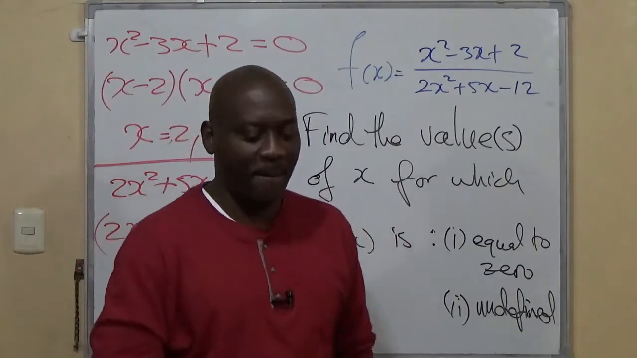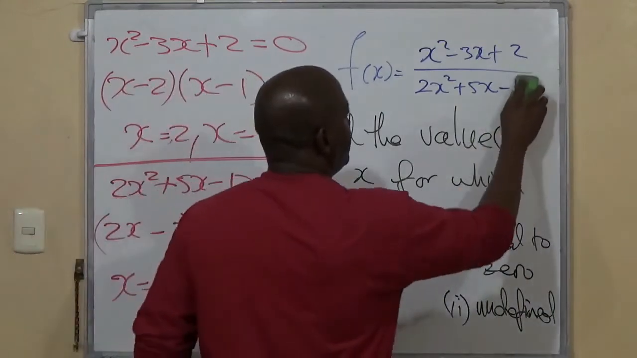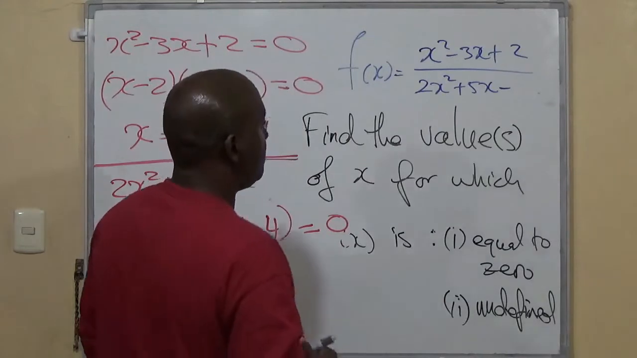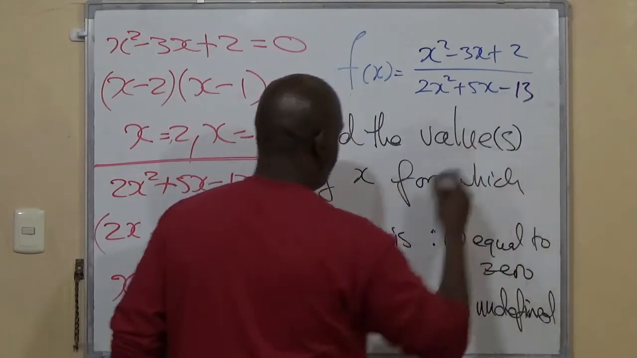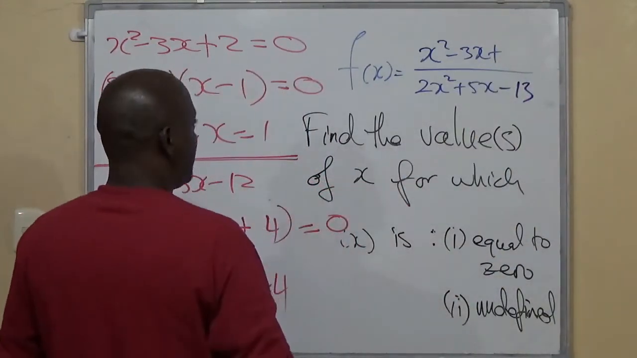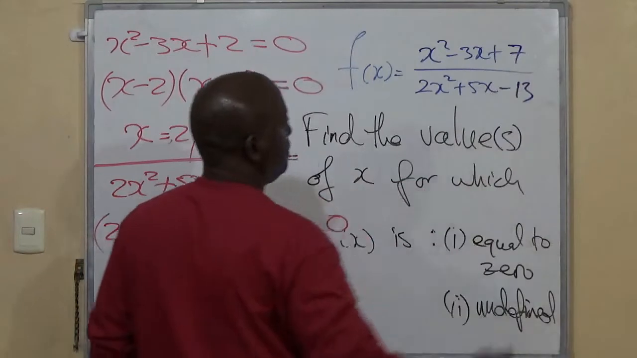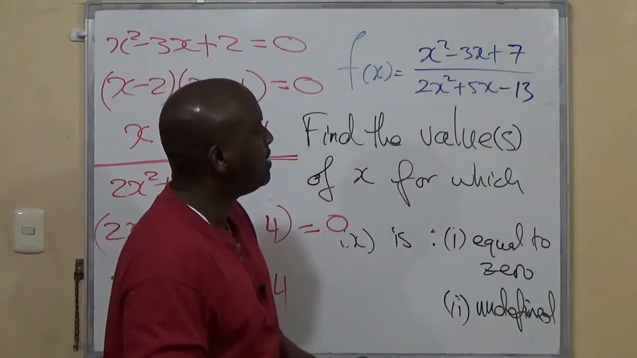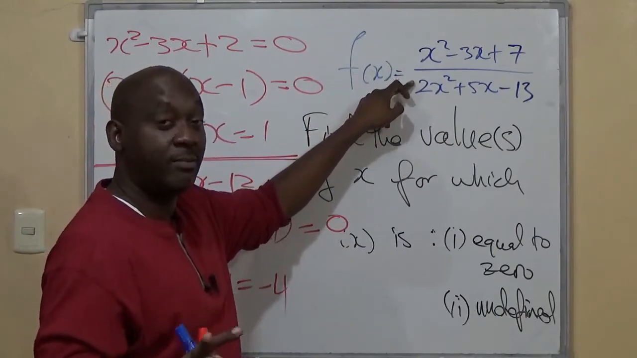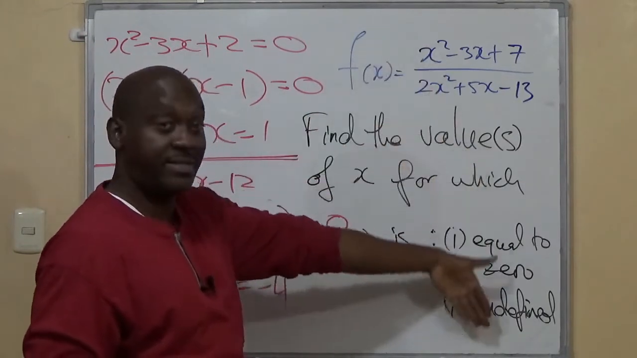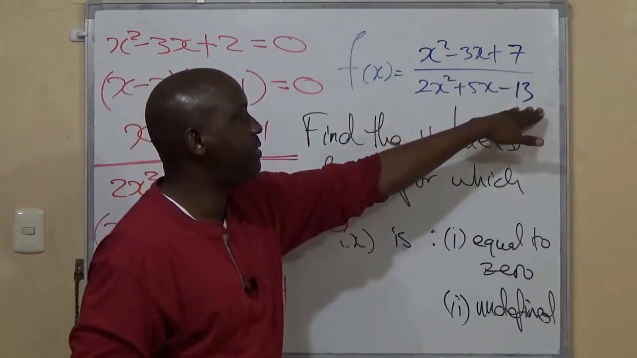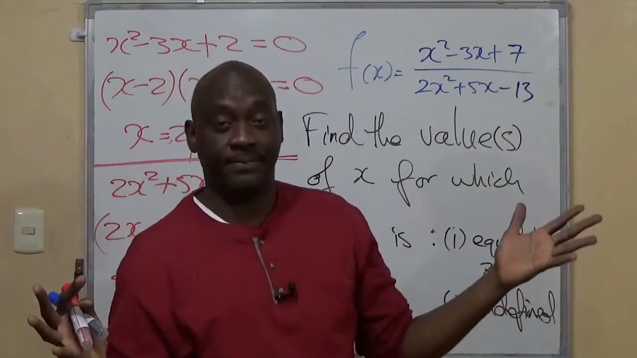Let me take it even further. Watch. If I change this 12 to 13. If I change this to minus 13. And I change this 2 to 7. By doing that, what I have now done is ensured that these two quadratics are not factorizable. In other words, the process is the same. Numerator equal to 0, denominator equal to 0, but you can't factorize it.